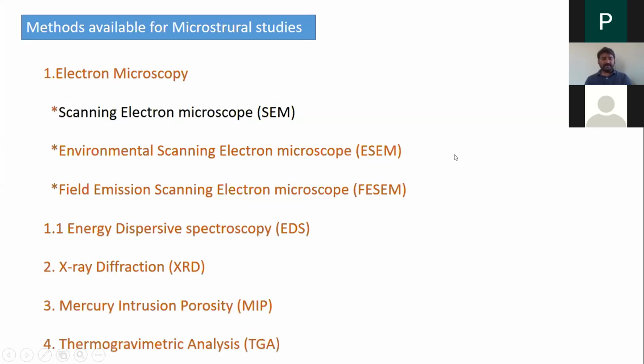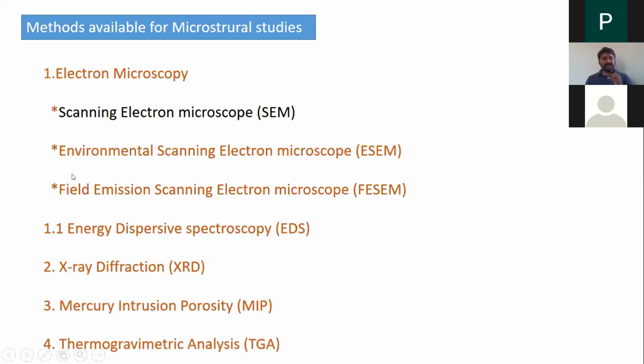Okay, so what are the ways? These are the different methods available for microstructure study. We can use an optical microscope also, but the resolution will be very small, as I'm talking about resolution of more than 500x or 200x. So these are the methods. The first method is electron microscopy, which we have already used. We usually call it scanning electron microscopy, SEM.